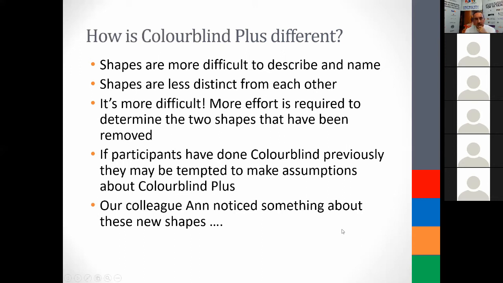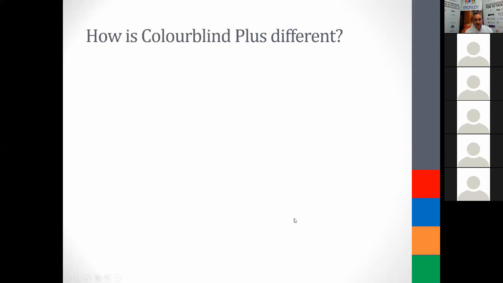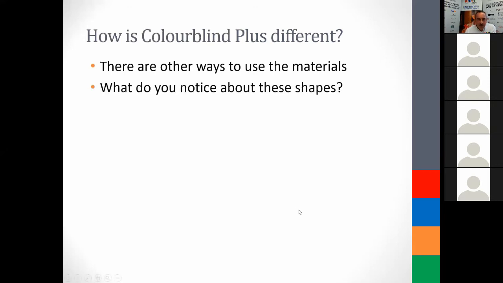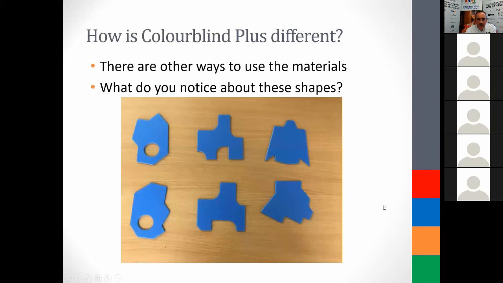So at that point we thought we had Colourblind Plus finished, but then my colleague Anne, one of our other directors, noticed something about these new shapes that Jeff had produced in this new activity. And what she decided was that there were some other ways to use these same materials. So can I ask you, what do you notice now if I put all 6 shapes on the screen? This is the full set of 6 different shapes that are in Colourblind Plus. What are some of the characteristics you notice when you see them laid out together side by side?